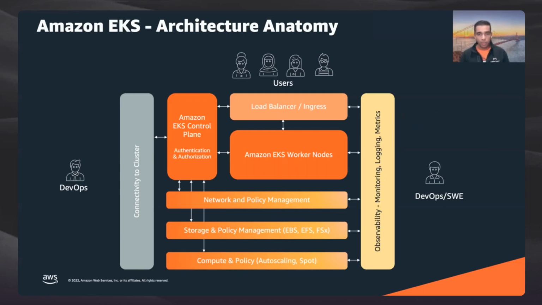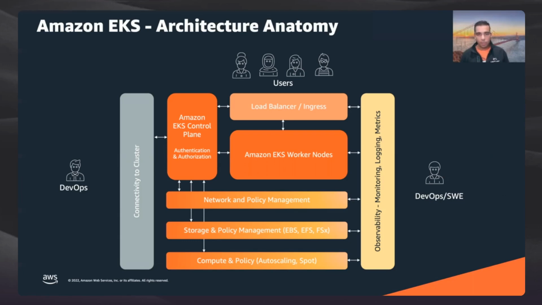You can layer on networking, policy management to define how services talk to each other, connect to external storage, meet your workload needs, choose from a variety of compute available with AWS, and define rules on which workload can leverage what type of compute. Obviously, one of the key requirements for modern applications is observability, to monitor and observe the state and performance of your applications running on your cluster.